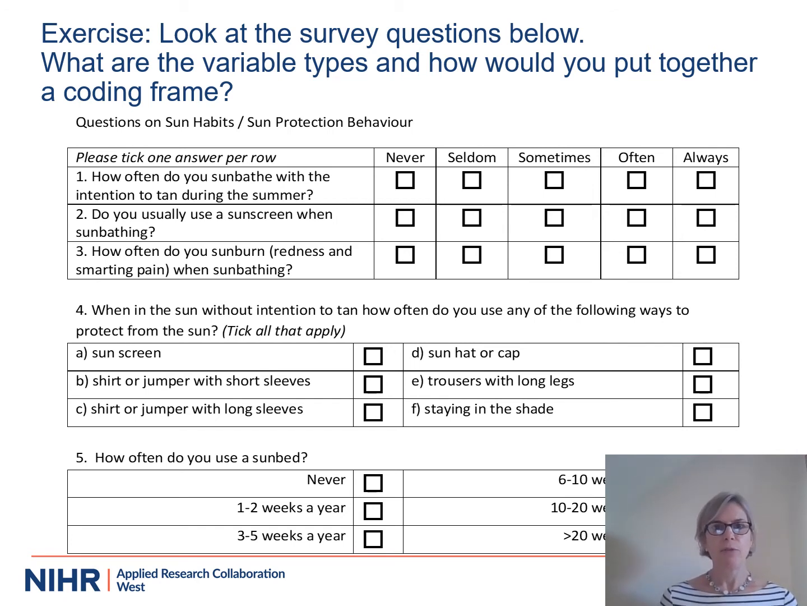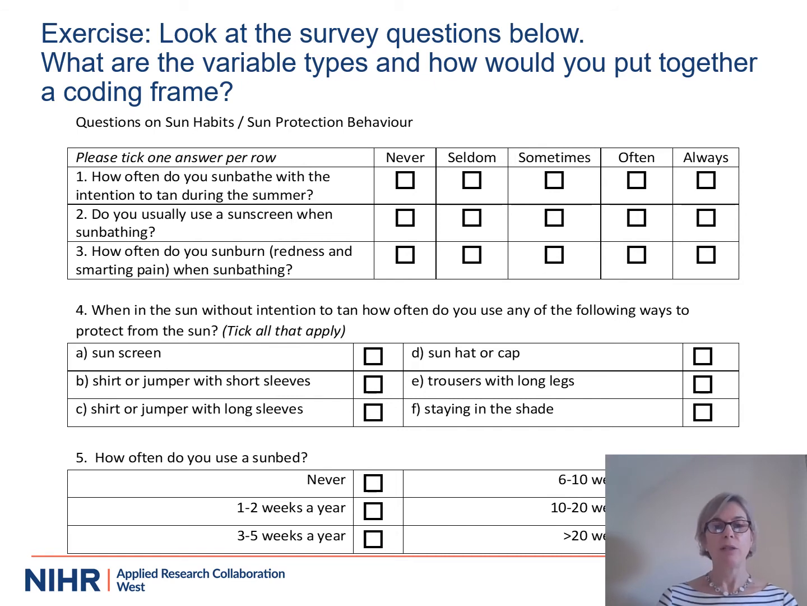Okay, so assuming you've had a bit of time to think about that, you've paused the slides and perhaps made some notes, let's just run through the first question on sun habits. And this, I hope you've identified as an ordinal variable, because we've got a scale going from never to always. So we can put responses in some sort of order, and we can assign a different number, perhaps starting with 0 up to 4 for each of those different responses.